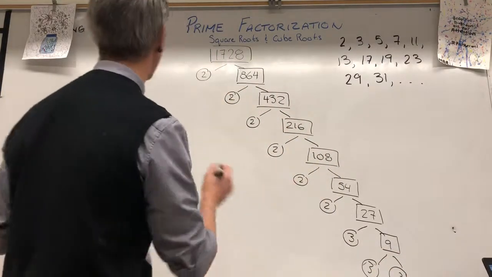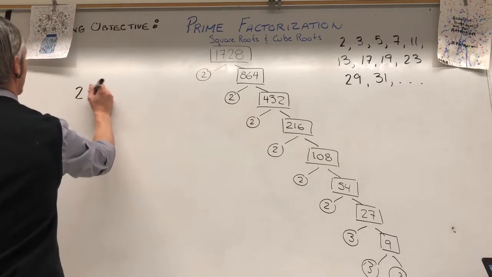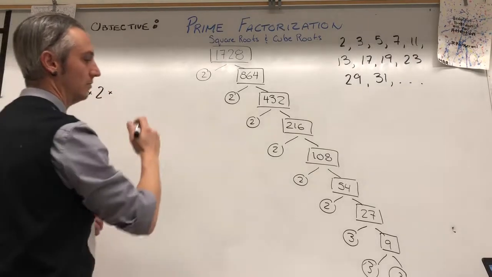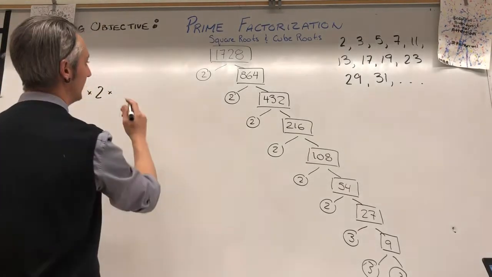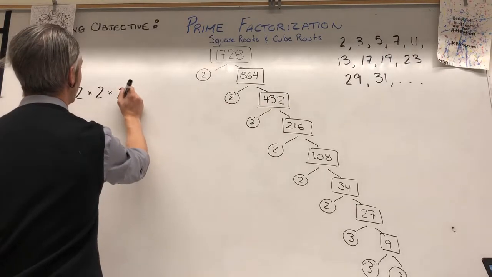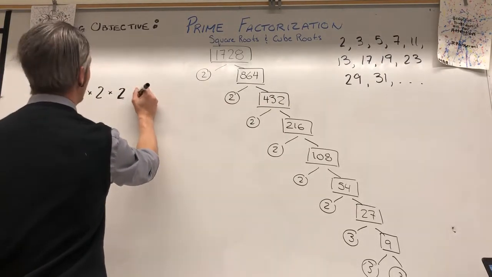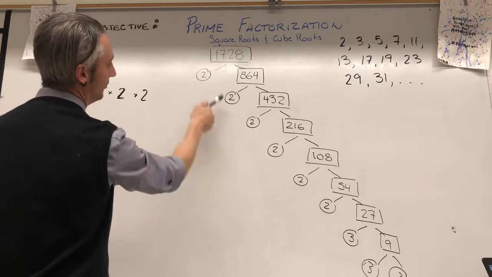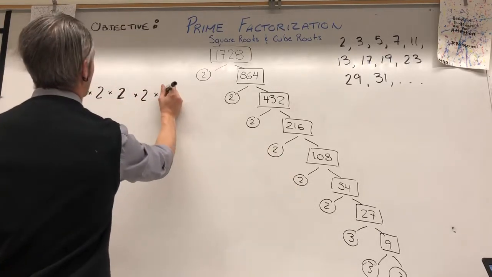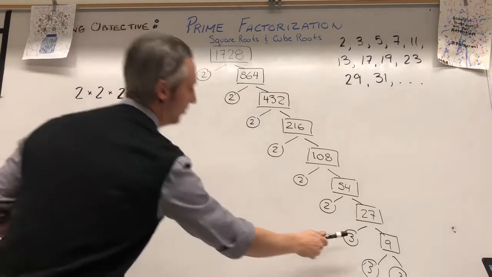Okay, so I do the same thing. I collect all my factors. And I like to stack them, each different type of factor, above each other. So the 2's on a line, the 3's on another line, just because it helps me see. 1, 2, 3, 4, 5, 6. Okay, and 1, 2, 3.